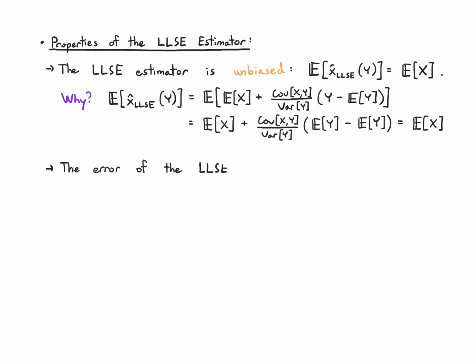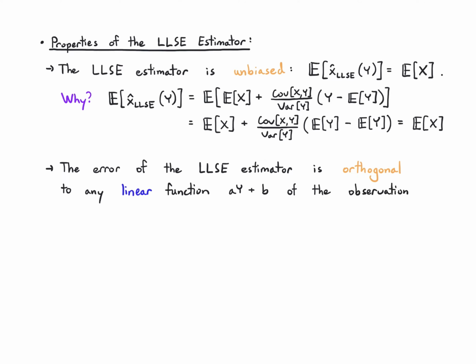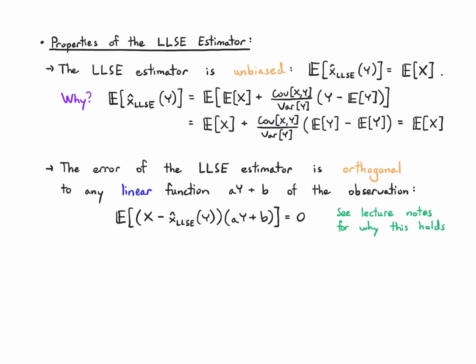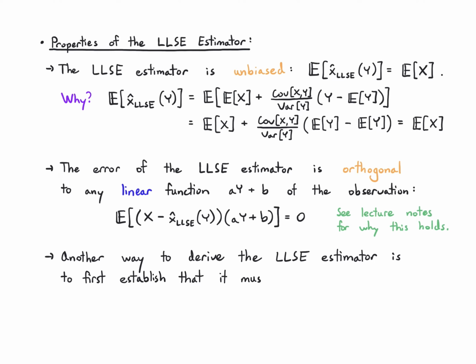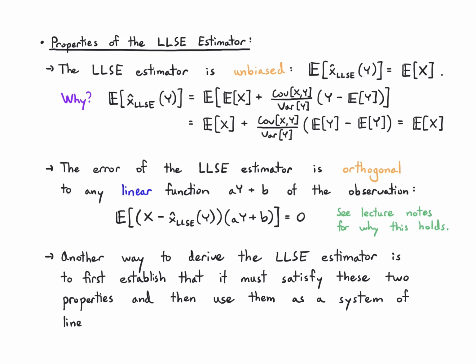We also have the property that the estimation error is orthogonal to any linear function ay plus b of the observation. If you take the error and multiply it by a linear function and average it, you'll get 0. See the lecture notes for why this is true. This is an interesting property that we won't really use. One way you could use it is to argue that you need this property to hold. You need the best linear estimator to have captured all the information, which means there's nothing left in any other linear function. Then you can actually use this property to establish the LLSE formula, but we're not going to do that here.